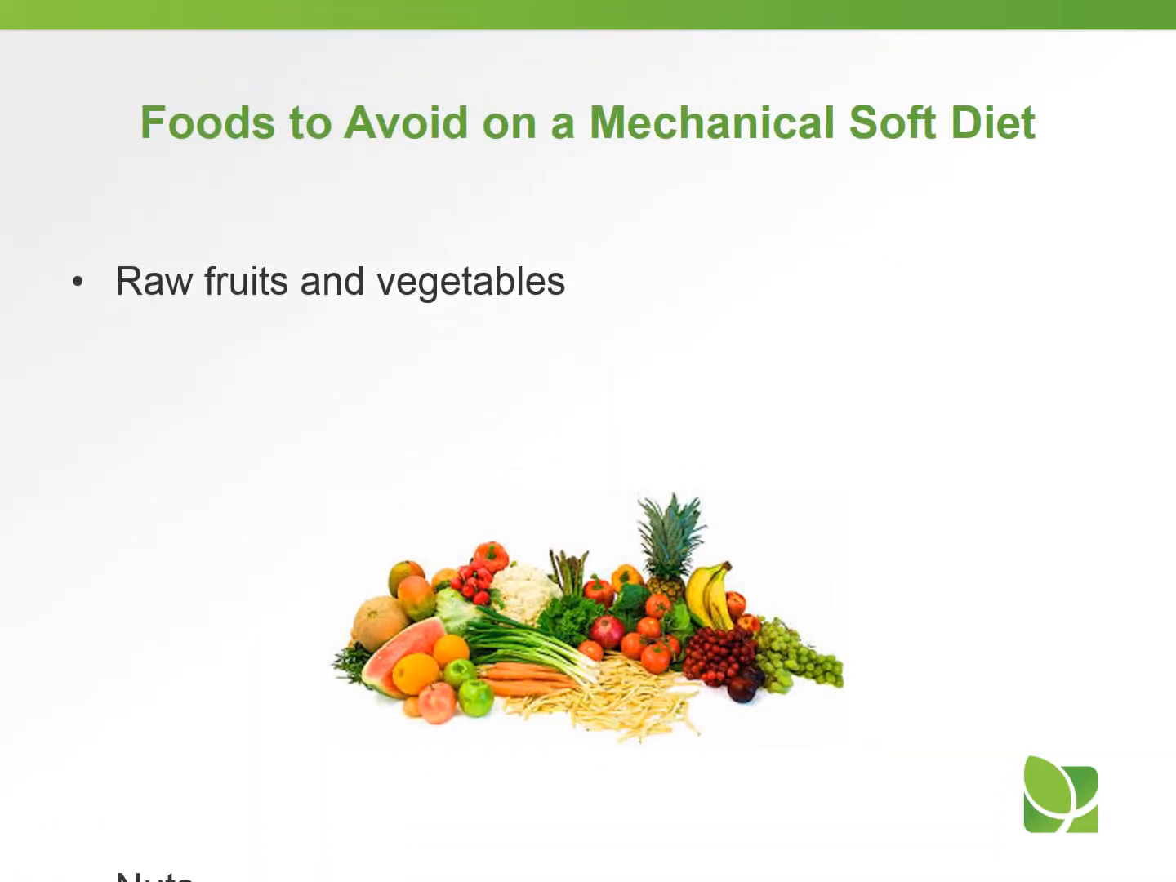So some of the foods you want to avoid on a mechanical soft diet: raw fruits and vegetables, nuts, seeds, and any dried fruits. These could cause issues with choking, so you want to make sure the resident avoids these particular foods.